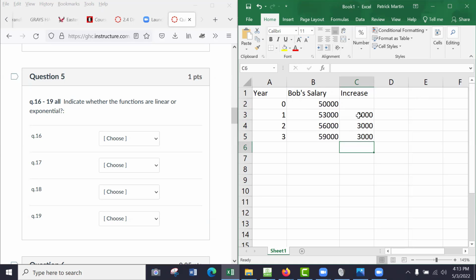All right. Because as the x's, the inputs, go up by the same amount, the y's go up by the exact same amount, this is linear. Okay. So that means linear.